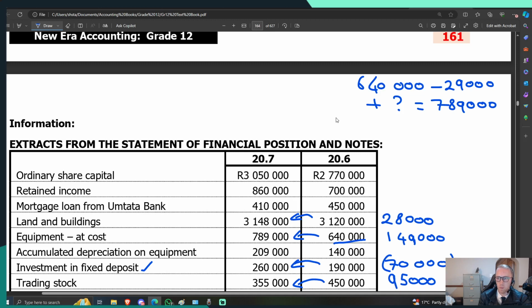789,000 rand minus 640,000 rand plus 29,000 rand gives us 178,000 rand of purchases of equipment. So we purchased 28,000 rand of land and buildings. We purchased 178,000 rand of equipment. So our purchases of fixed assets will be 178,000 plus 28,000.